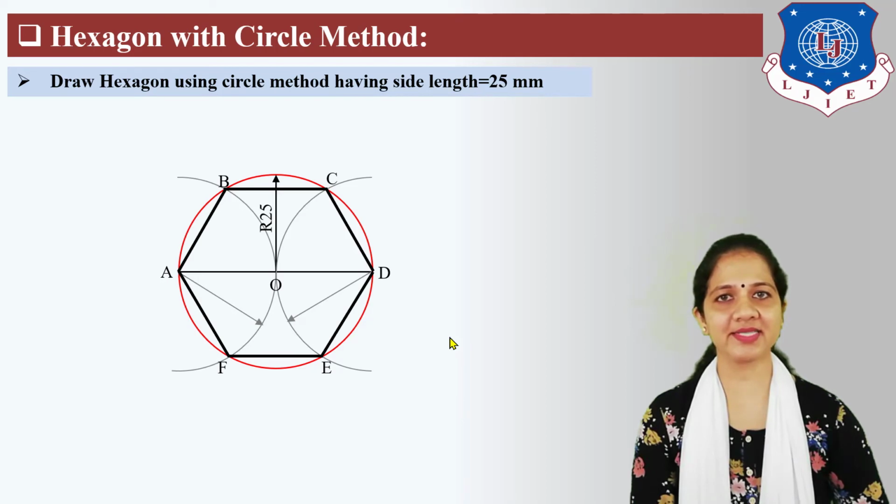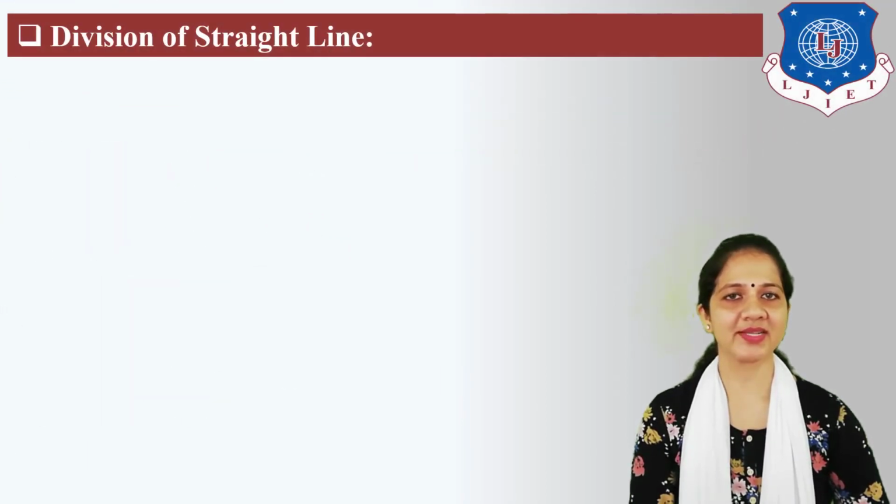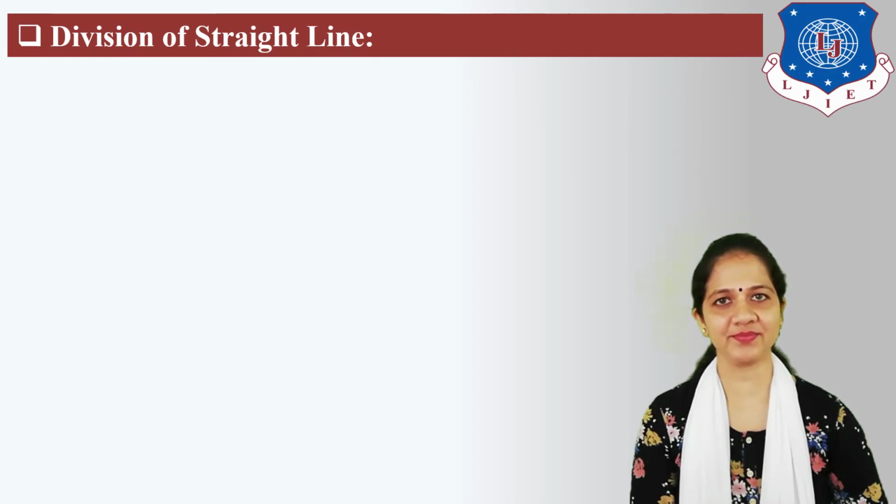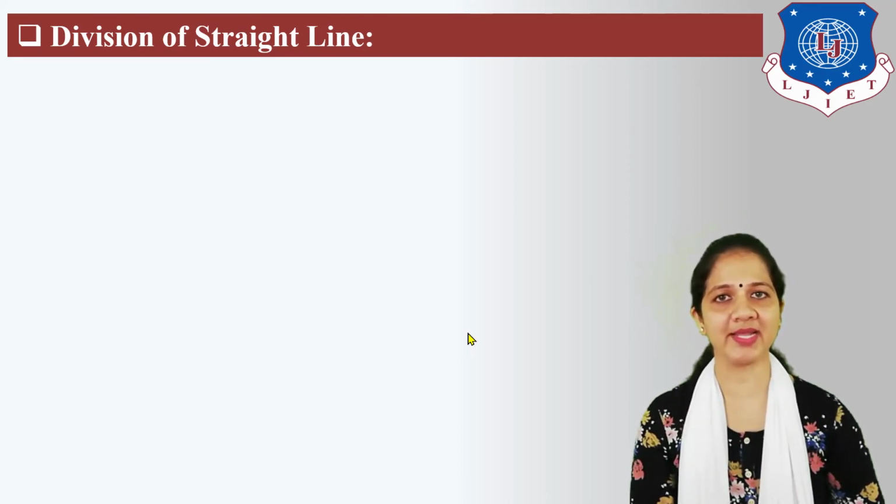Next, let us understand division of straight line. For division of a straight line, there are 2 methods. One is the conventional method and another is the non-conventional method. In the conventional method, division of a straight line is made by using a scale. And in the non-conventional method, we cannot make division of a straight line by using a scale.